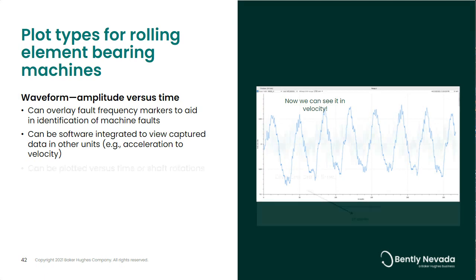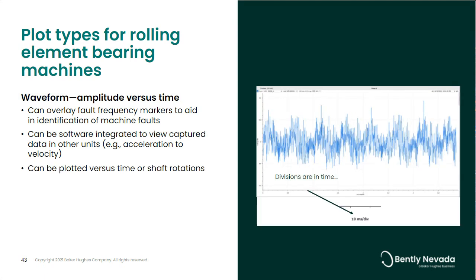Another handy tool is the ability to switch the x-axis units between time and shaft revolution. This gives us the ability to quickly compare how events are occurring in the waveform with respect to shaft speed.